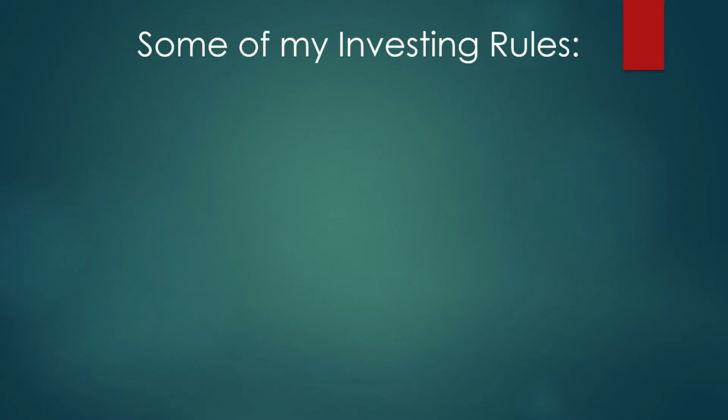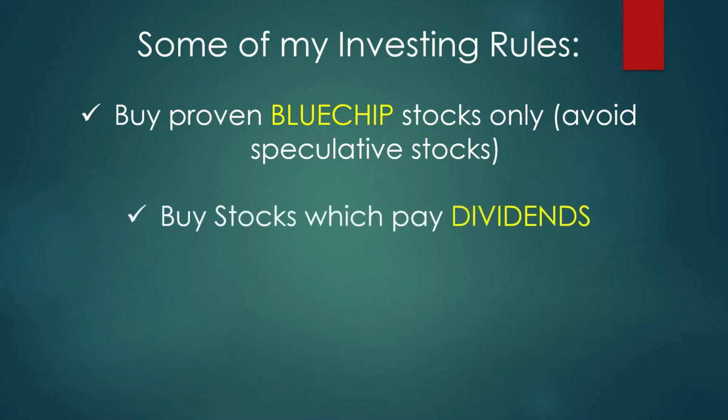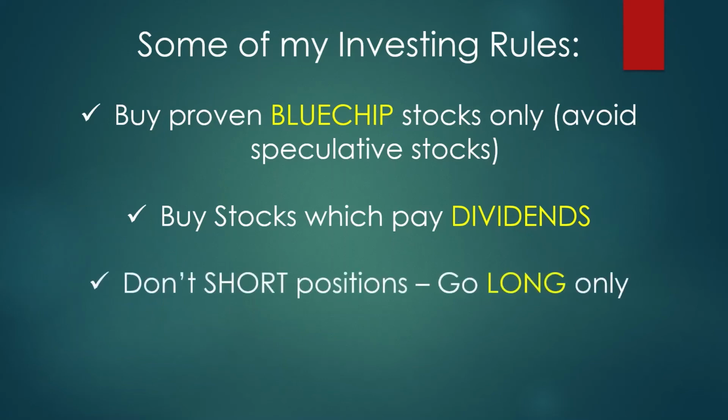Here are some of my investing rules. Buy proven blue chip stocks only, avoid speculative stocks. This ensures the company whose shares you are buying has had a good track record and more likely potential of future growth. Buy stocks which pay dividends. Do a quick search of the stock before buying to ensure it recently paid a dividend or is about to. This is a good indicator that the company has future potential of growth. If the company recently stopped paying dividends, it may be a sign that their growth potential may be challenged.